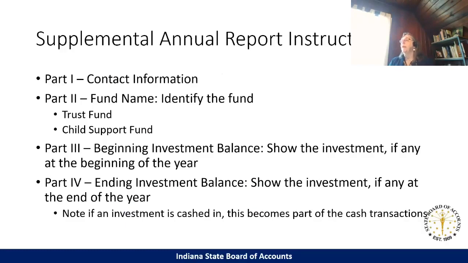But once you've identified each fund, so either you're going to have the two, trust and child support, or you're going to have one, trust, if you put them together, then you need to put down the beginning and ending investment amount if you have investments. If you don't, then those are going to be zeros. If your investment matures during the year and your funds are put back into your regular checking account or whatever demand account you're using, then that becomes part of the cash transaction. So if you have a $10,000 CD and you cash it in, your year might start out with the $10,000 and the investment at the end of the year is zero because you've cashed it out, okay? And the transaction is going to run through the cash portion of that.